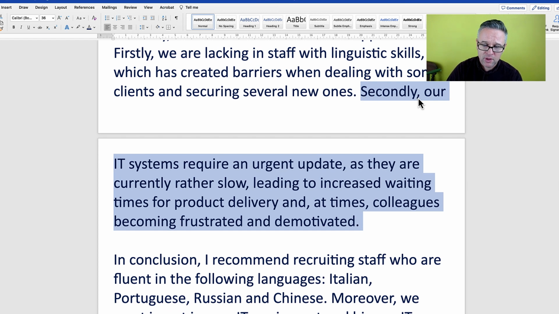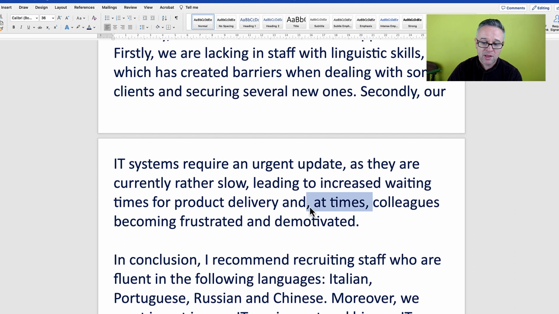Secondly, comma, our IT systems require an urgent update. And then we have a subordinate clause, comma, as they are currently rather slow, comma. The word rather here means quite, and that is a very formal and high level to use rather as a synonym for quite. Then we have an adverbial, leading to increased waiting times for product delivery, and then we have a little adverbial here sandwiched between two commas, at times, colleagues becoming frustrated and demotivated.